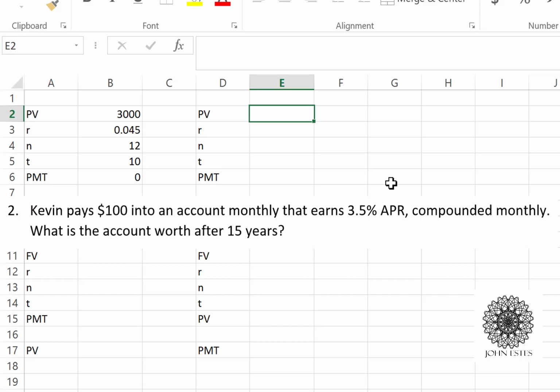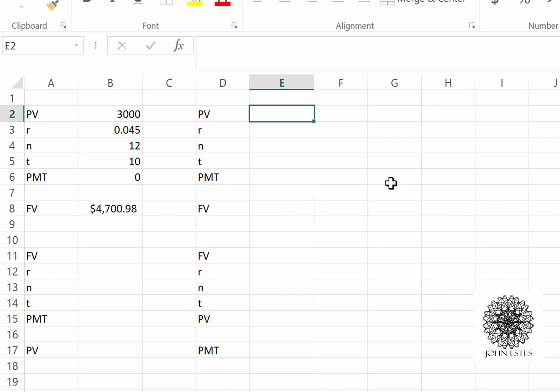Kevin is going to invest $100 a month. He's making it just from his paycheck, putting in $100 a month into an account that has a 3.5% interest rate compounded monthly. How much will Kevin have doing this after 15 years? Okay, so he is not starting out, he's not putting any present value in at the beginning. So Kevin doesn't start off with an initial investment, so his present value is 0. We said the rate was 3.5%, so it's going to be 0.035. It's compounded monthly, and we're going to have it sit there for 15 years.